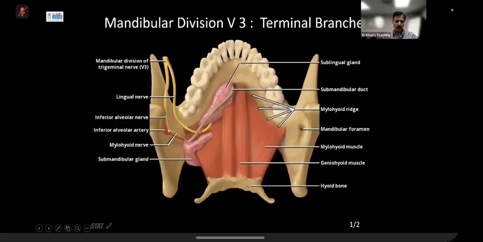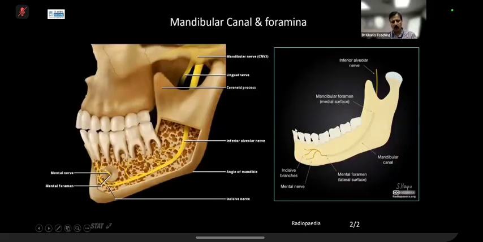Inferior alveolar nerve goes into the mandible through this foramen, and this is the mandibular foramen. On imaging, we can see it, and that is why it is important for you. So it goes into the mandible like this, passes through the mandible, and 2 small branches come out here through the mental foramen, which is also visible on imaging.